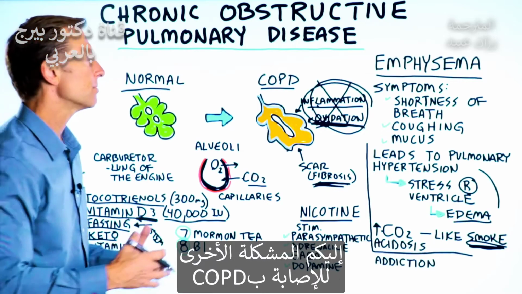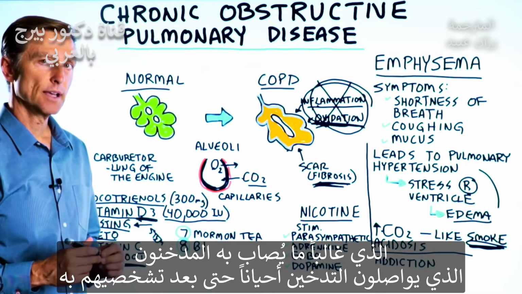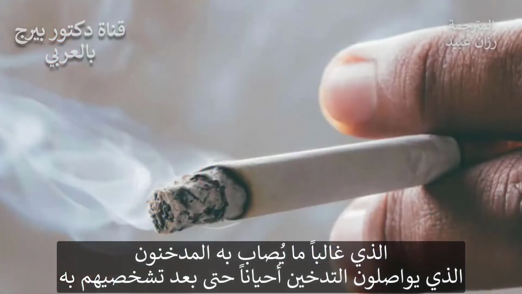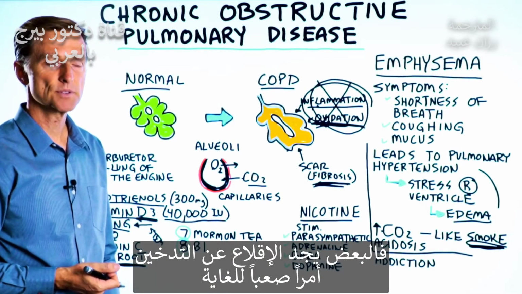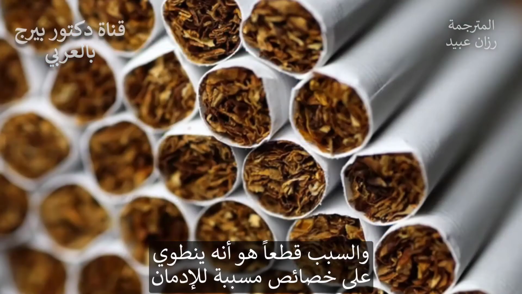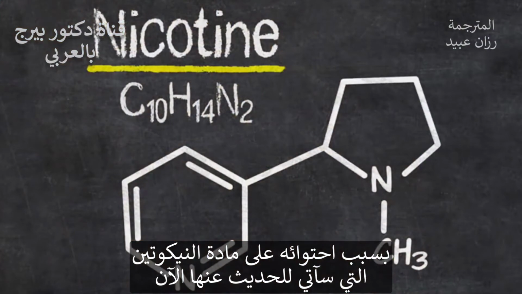All right, what is the other problem with COPD? Usually people develop it from smoking, and sometimes they are still smoking even though they've been diagnosed with this condition. So it's very, very difficult for certain people to give up smoking 100% because of its addictive qualities. And it's mainly from this chemical called nicotine, which I want to talk about now.